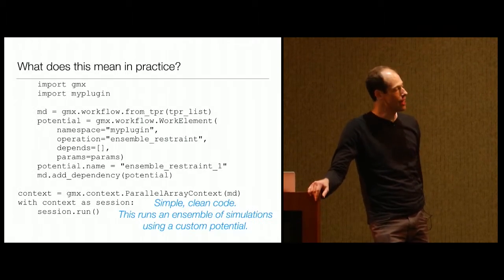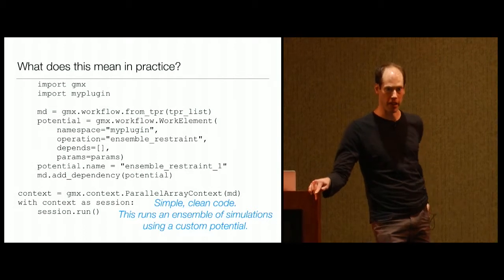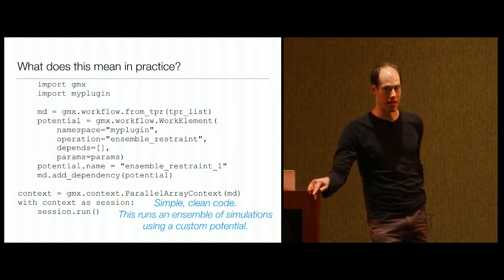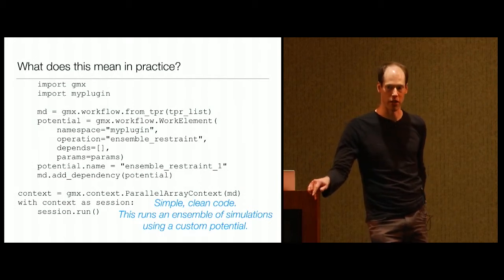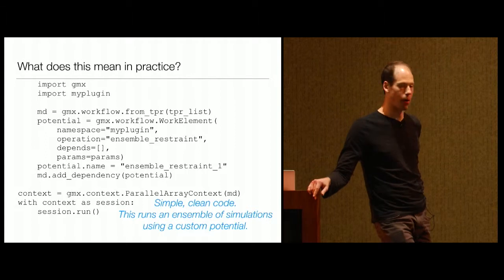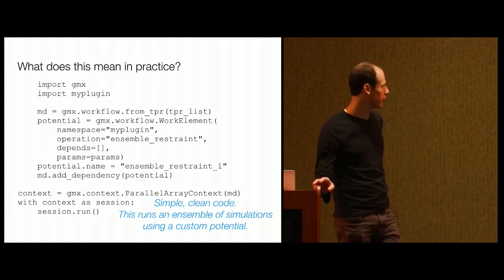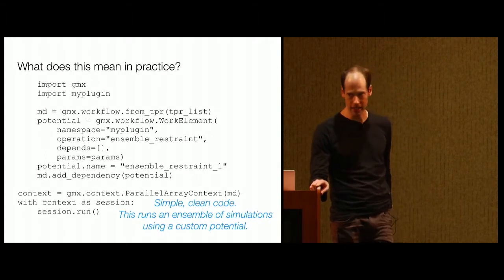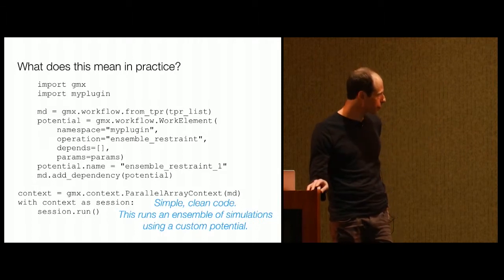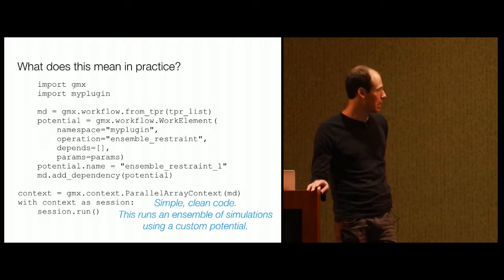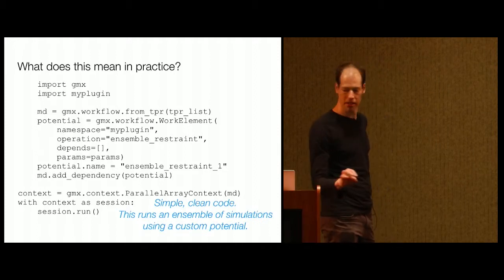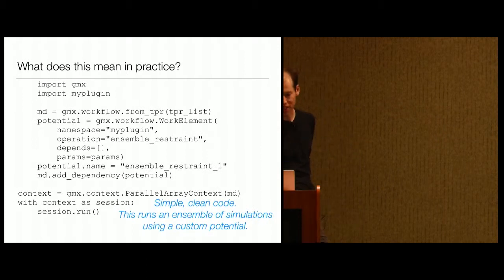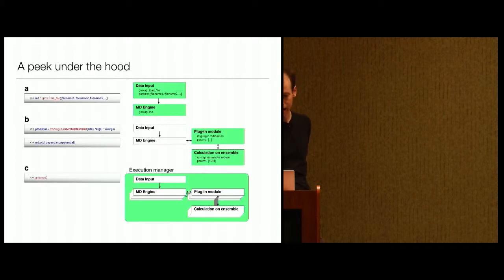And then to initiate a parallel execution context connected to this MD object, and then, in syntax that would be familiar to anyone who's used TensorFlow, to run this. And so the top level Python code is simple, clean, and executes an arbitrary ensemble of simulations using a custom potential. So that's the kind of outline that we currently have implemented and running. This is in alpha beta.